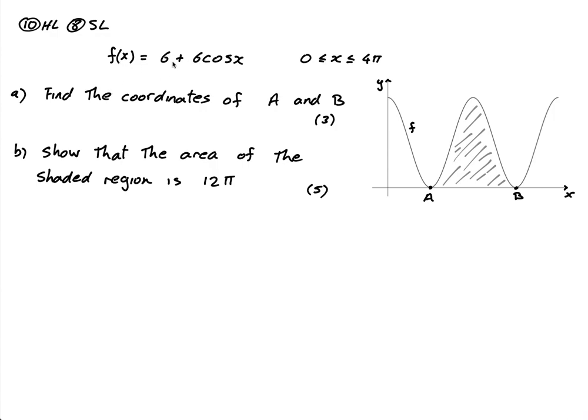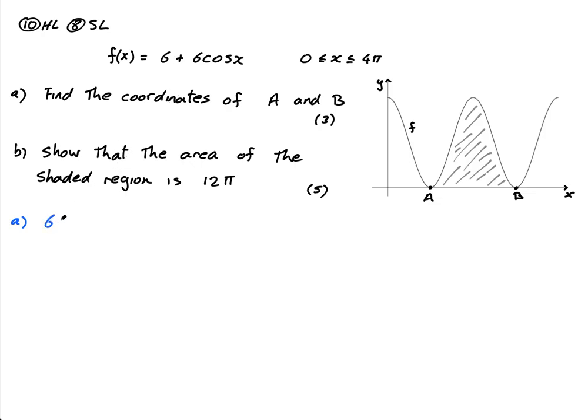Okay, so we have f of x is 6 plus 6 cos x, where x is between 0 and 4 pi. This is the graph of f shown here. Part A says find the coordinates of A and B. So A and B are the x-intercepts, or where the graph touches the x-axis. So where does the graph touch the x-axis? When the function equals 0.